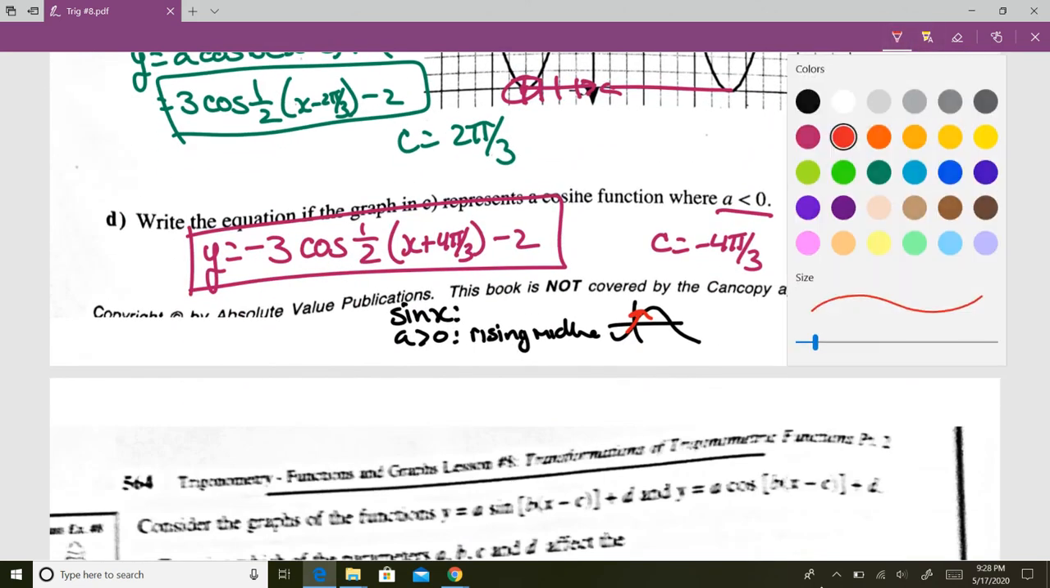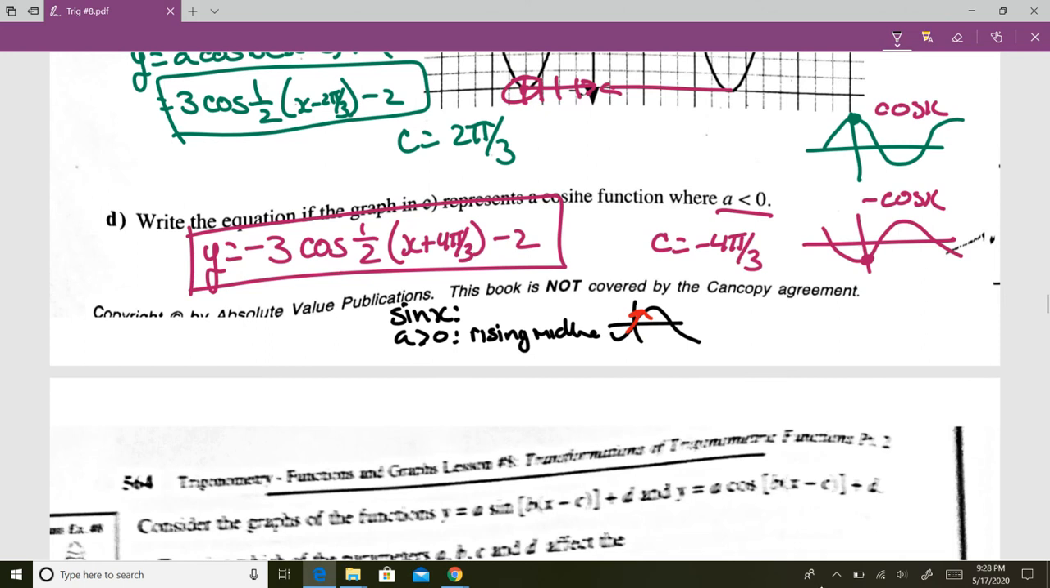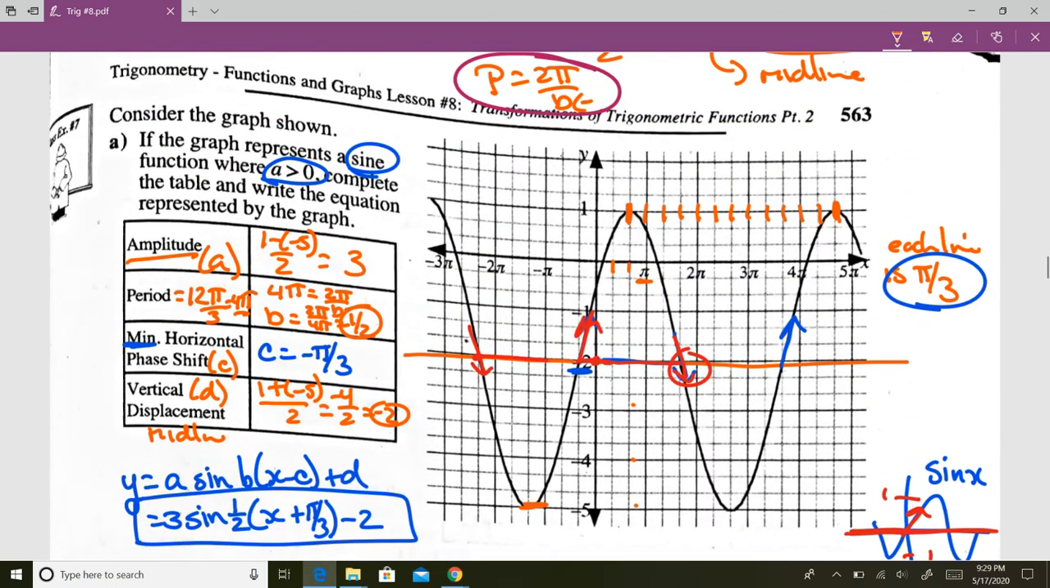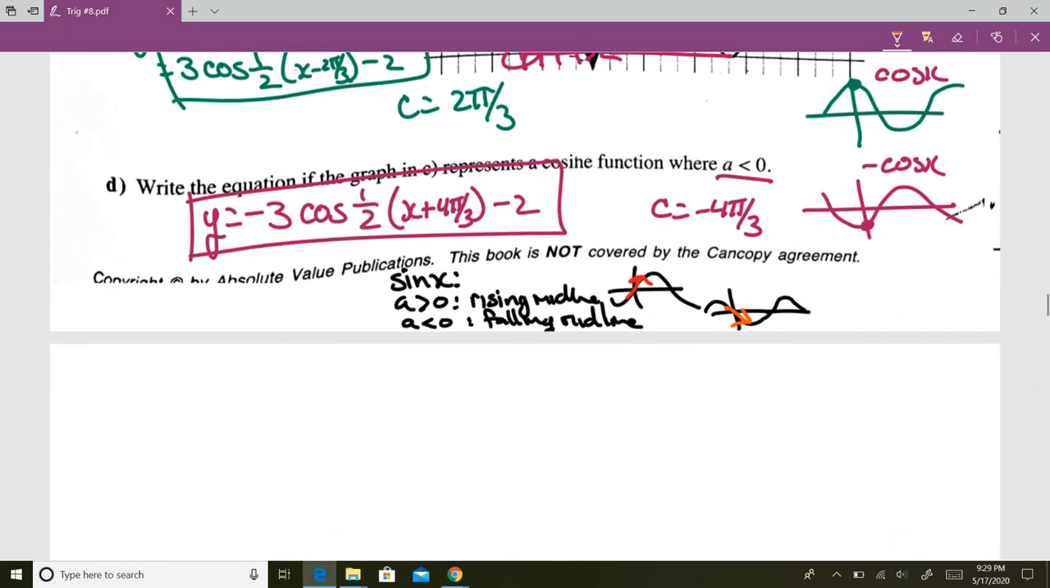If A is less than 0, in other words it's negative, you're looking for a falling midline. So for the midline, you flip that graph, it now looks like this, and you've got a falling midline to the origin. Okay, the falling part was this one. This one, that one's further away. You always take the closer one, which was that one. Okay, so that's sine.